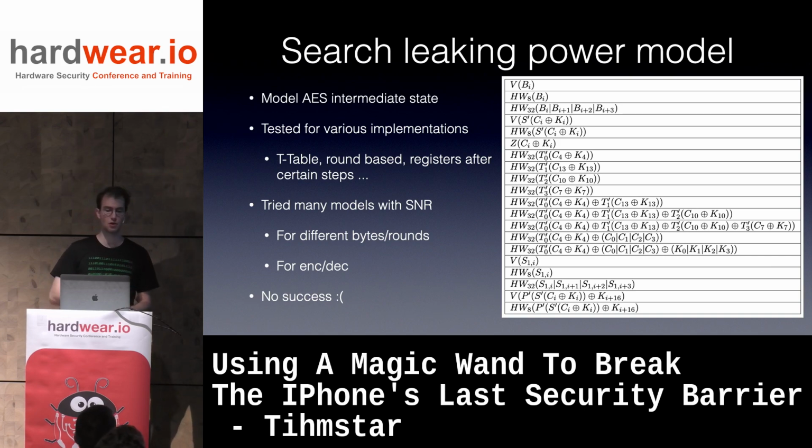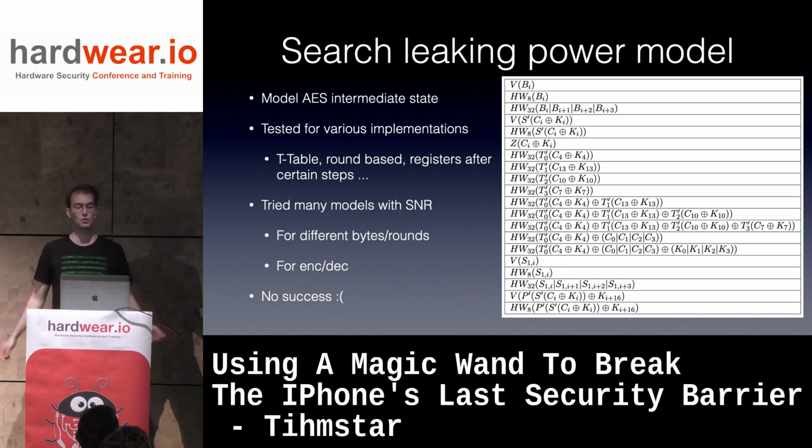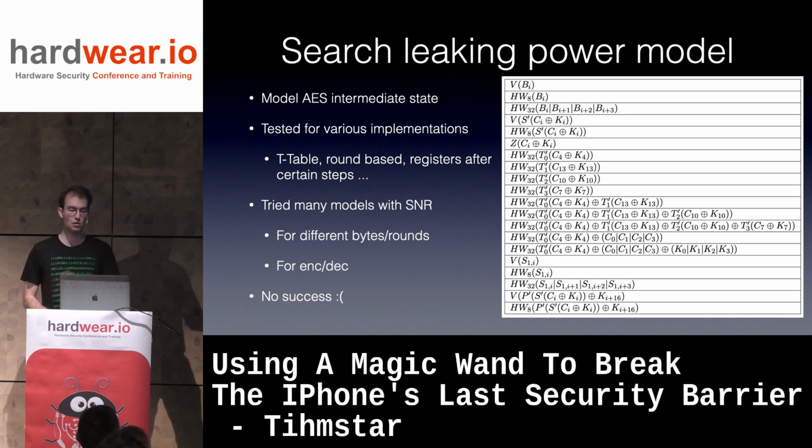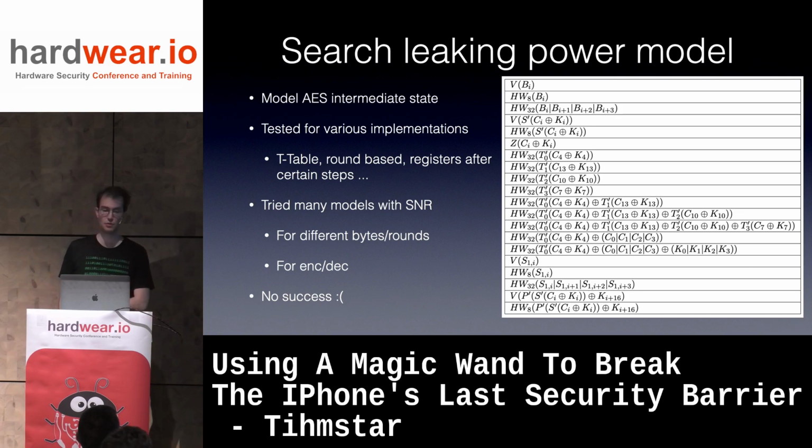I tested all of these models for various implementations, like literally everything I could think of. I had a different course describing different hardware implementations, so that came in handy. T-table implementation, round-based implementation, register after certain steps, after each step, after one round. Tried many models for different bytes, for different rounds, for encryption, for decryption, like value, Hamming weight, zero value, all of that. It took forever to compute. And the worst part is you don't know which model is the correct one and how many traces you need to actually get something leaking.